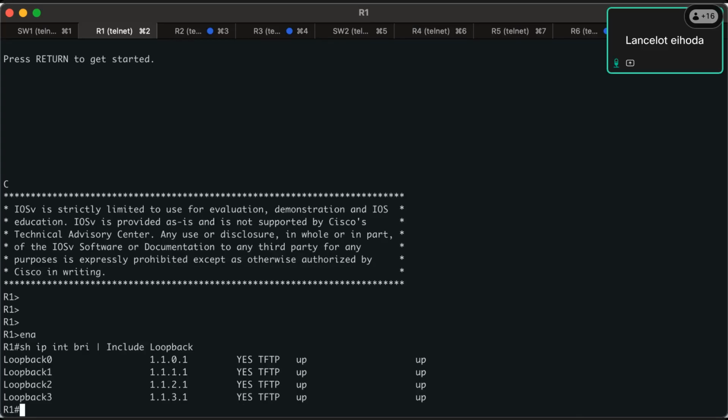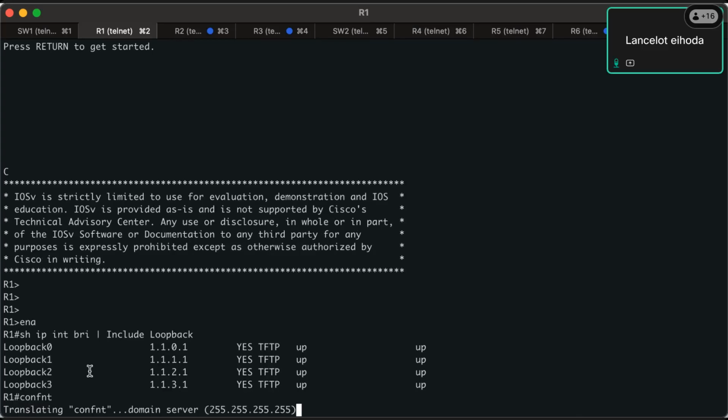There's a challenge for EIGRP, right? You cannot under the interface mode. You do not have. Let's do this. These are the interfaces we have. So let's do this.